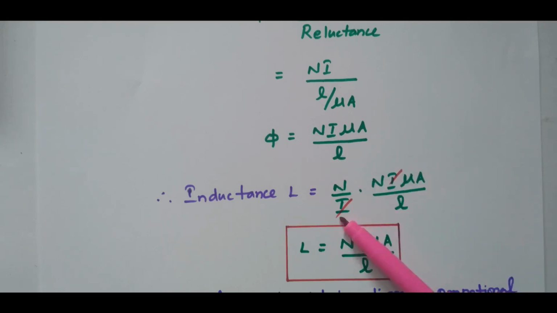So I got cancelled. So what we have? N into N, N square mu A divided by L. Right? So the inductance of a solenoid is N square mu A divided by L. All the formulas are general formulas, not specific to the solenoid. Right? General formulas we substituted and we got this value.